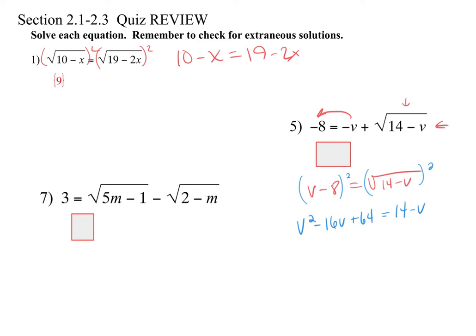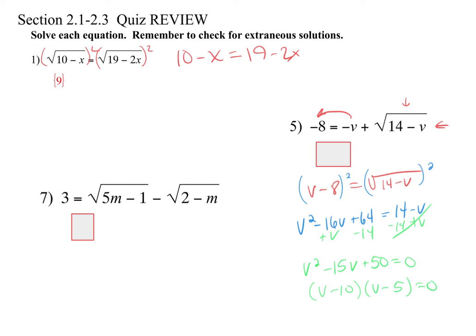You're going to solve a quadratic like always. You're going to move everything to one side so you can set it equal to 0. Add that v, subtract that 14. All right, and you get v squared minus 15v plus 50 equals 0. Factors of 50 that add up to 15. So you're going to get 10 and 5 here, but here's the deal.